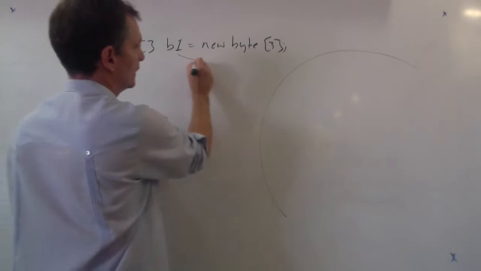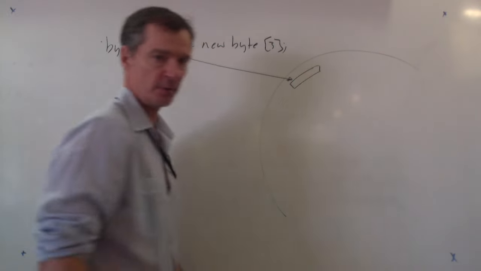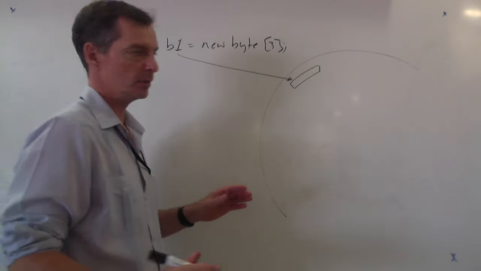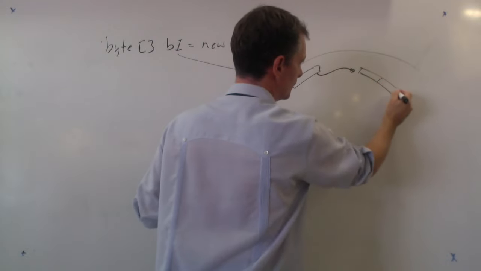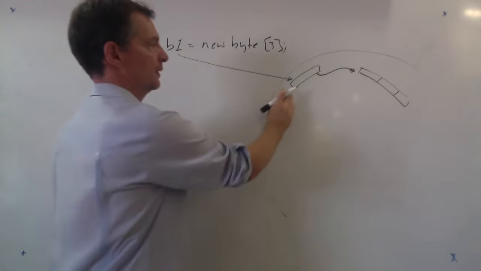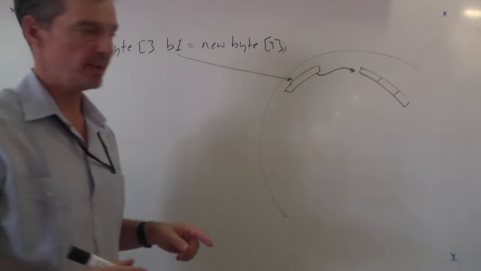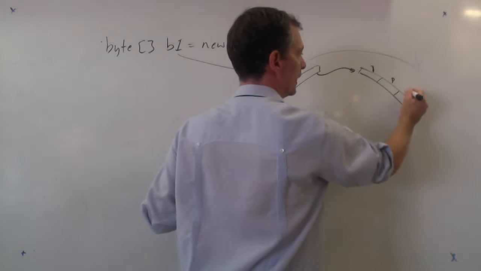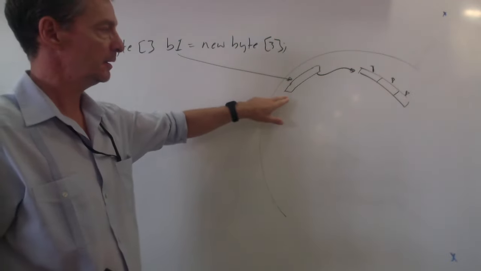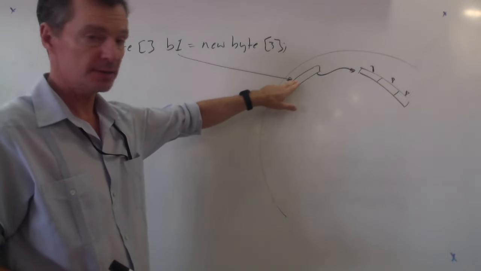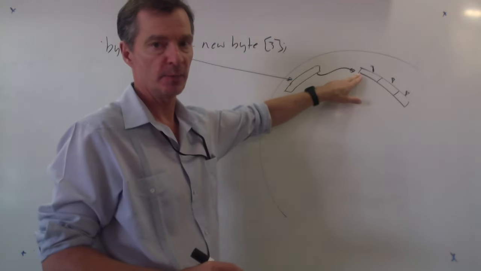is B1 will be a reference object, I'll explain that shortly, which points to room enough for 3 bytes, 8 bits. So B1, importantly, is this. And what this is, is the reference or the address of where those 3 bytes are going to be stored.